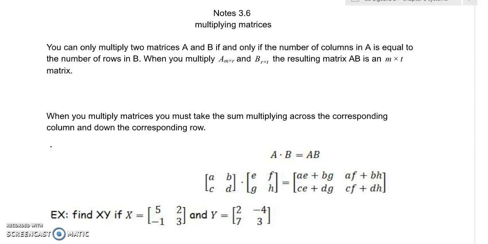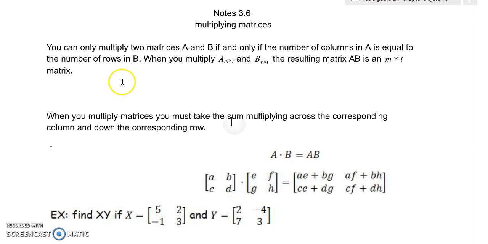Let's take some notes. Multiplying matrices is where things get crazy. You can only multiply two matrices A and B when the columns in A are equal to the rows in B. When you multiply a matrix A, which is an M by R, and a matrix B, which is an R by T, the resulting matrix AB is an M by T matrix.